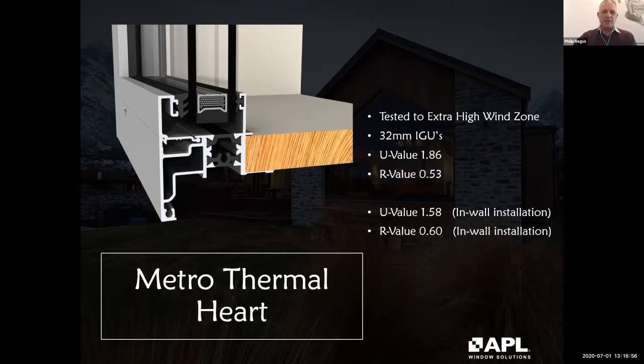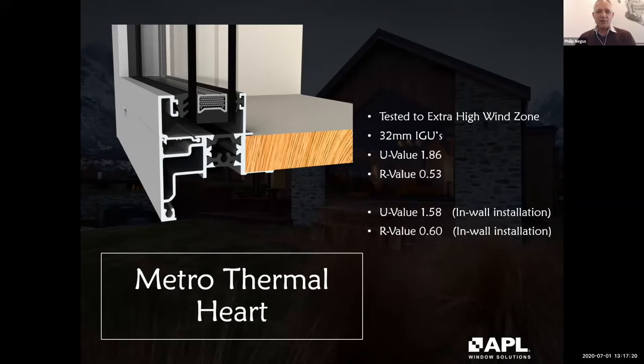You'll notice that in the performance figures down on the right-hand side there in those bullet points, obviously just stating the IGU thickness, the U and the R values. Now they're using pretty high quality low E glass. So it's not just clear glass with air-filled units. These are argon-filled high-performance low E units to get those R and U values.